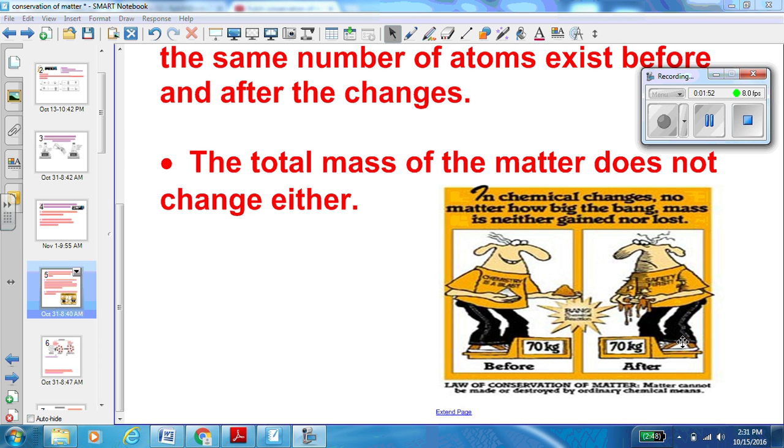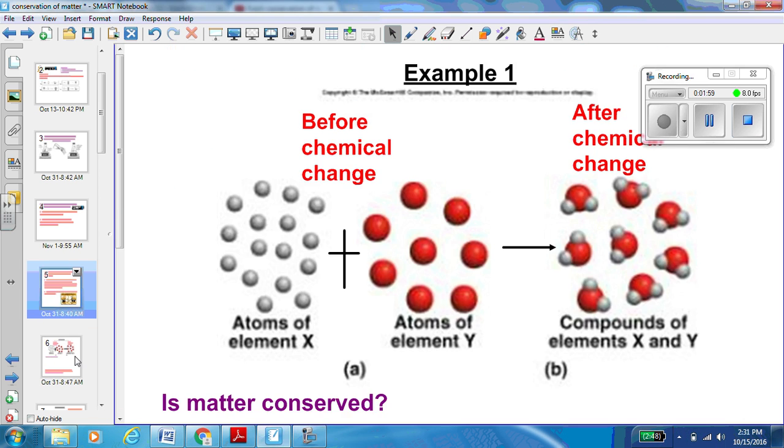Please make sure that you write down all of the examples, because these are going to show us how matter is conserved. Let's look at example 1 first. So go ahead and draw this out. You've got these silver colored atoms or grayish colored atoms here that represent atoms of element X, and they're going to be combined with atoms of element Y. This is what we have before the chemical change occurs, okay?